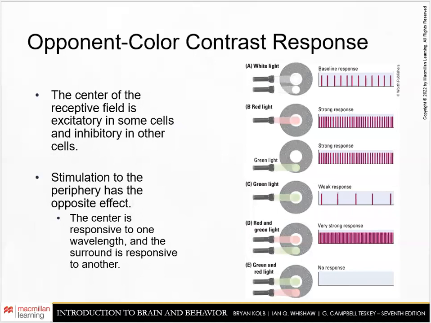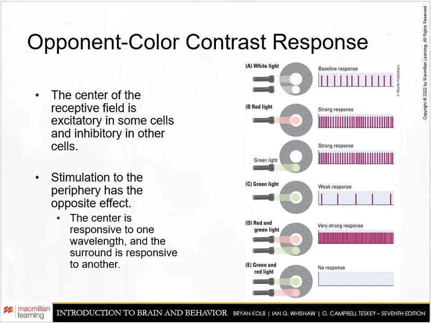That kind of phenomenon. Well, the thought is that the center of the receptive field is excitatory in some cells and inhibitory in others. So the stimulation to the periphery has the opposite effect, where the center is responsive to one wavelength and the surround is responsive to another. A red-green sensitive retinal ganglion cell responds weakly to white light on its center and surround, because red and green cones absorb white light to similar extents, so their inputs cancel out.